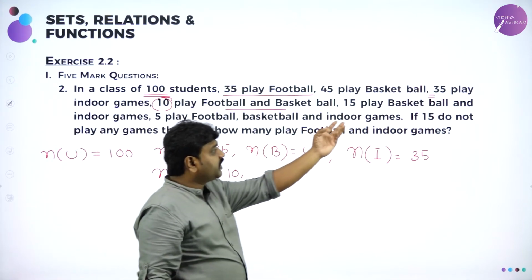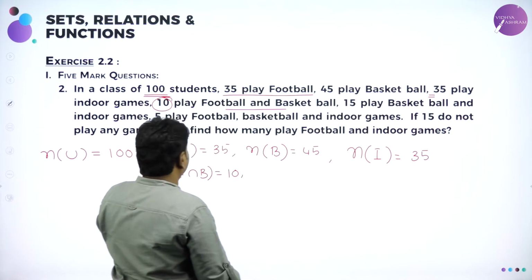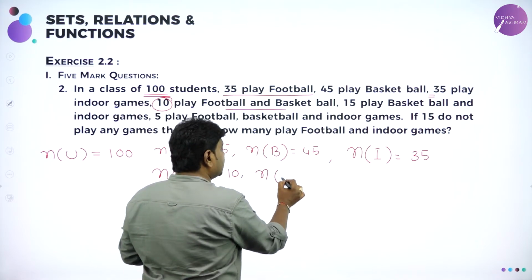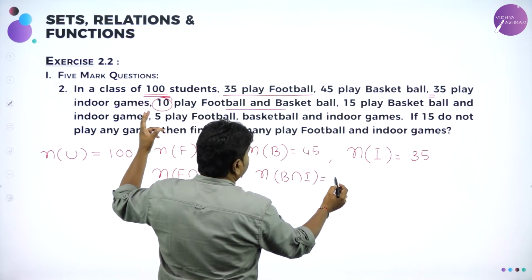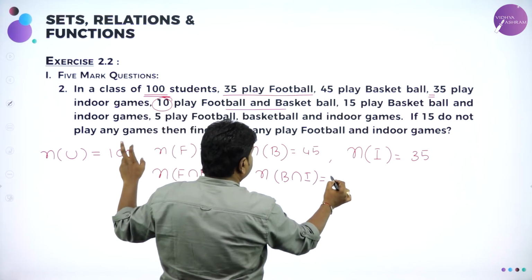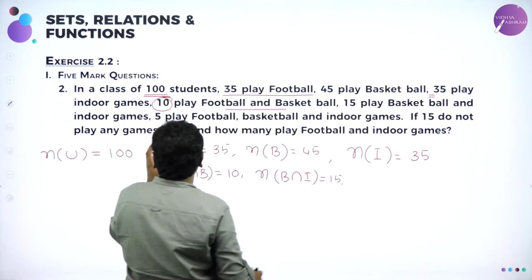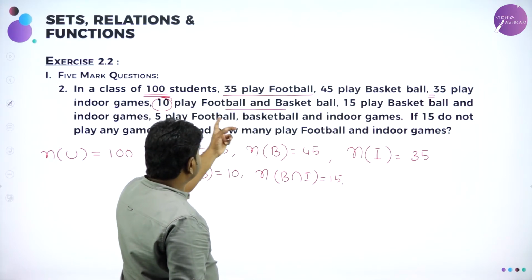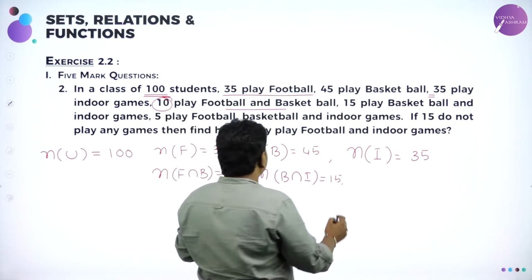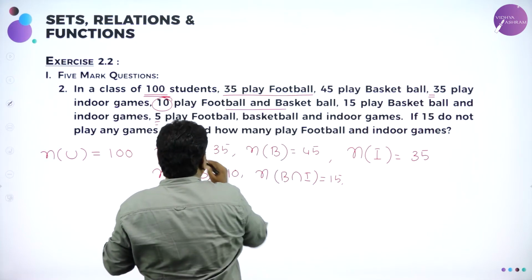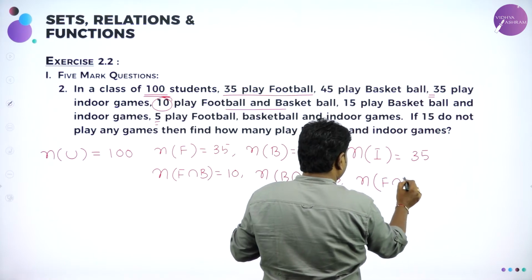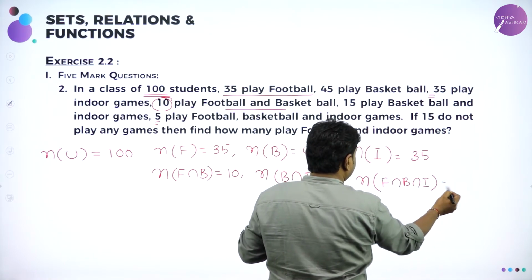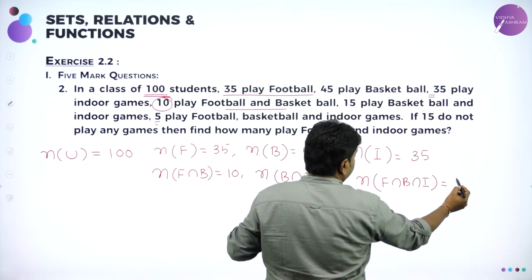And further, 15 play basketball and indoor. B intersection I is 15. And 5 play basketball, football and indoor, means 5 are in all three. n of football intersection basketball intersection indoor is 5.